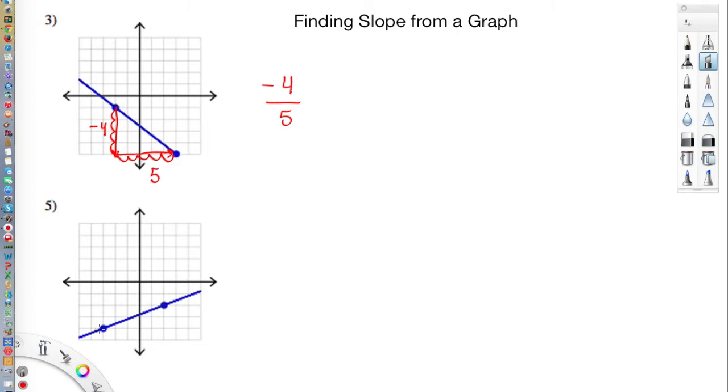Let's look at my next graph. I'm going to skip 4, go right to 5. Again, I have a straight line. Okay, it's on a diagonal though. And my rise, I'm going from up there, so I'm going up 2. My rise is 2. And then I have to go over to the right 1, 2, 3, 4, 5. So my rise is up 2 and my run is 5 to the right. And there's my slope again.